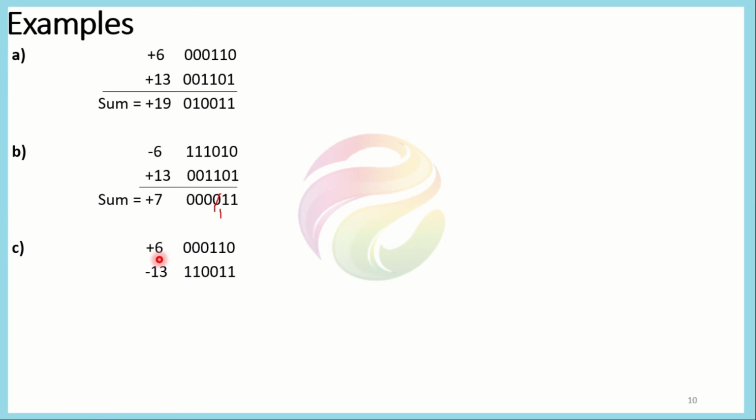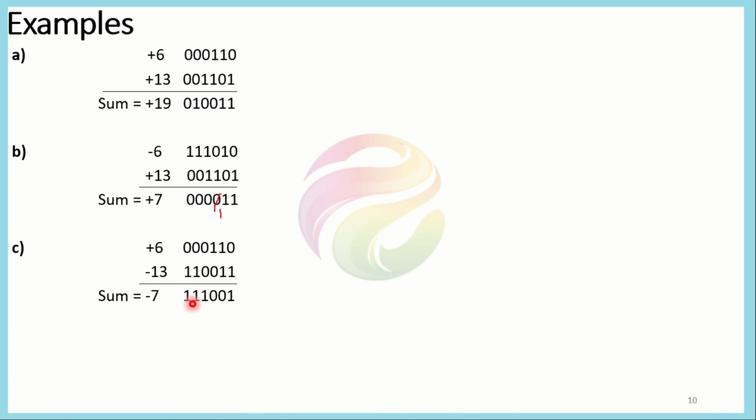And now in the next case, what will we do? We have minus 13 and plus 6. In the previous case, we had minus 6 and plus 13. Now we have plus 6 and minus 13. So we will simply add them column wise, and the final result here is represented as this minus 7. If you take the 2's complement, it will give you plus 7. So we get the minus 7 result here.